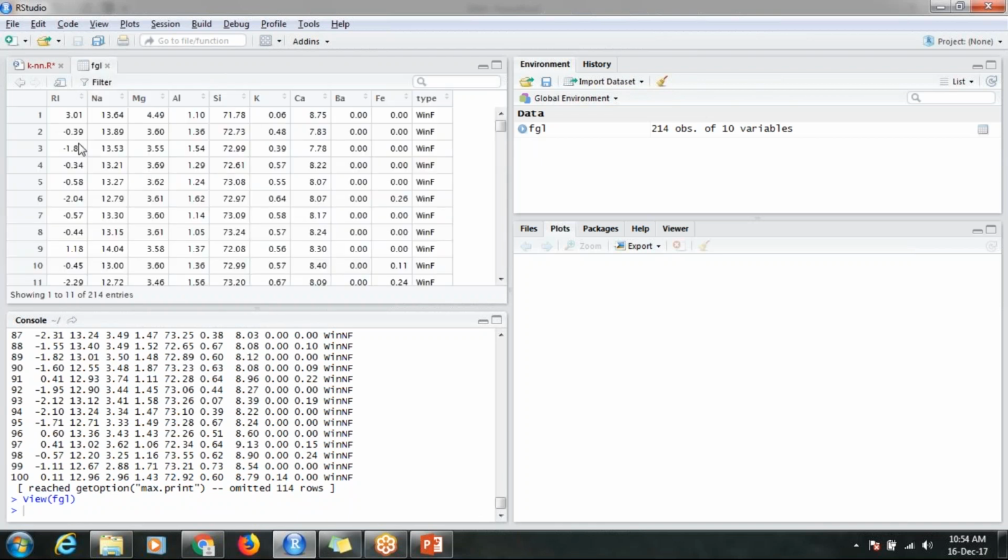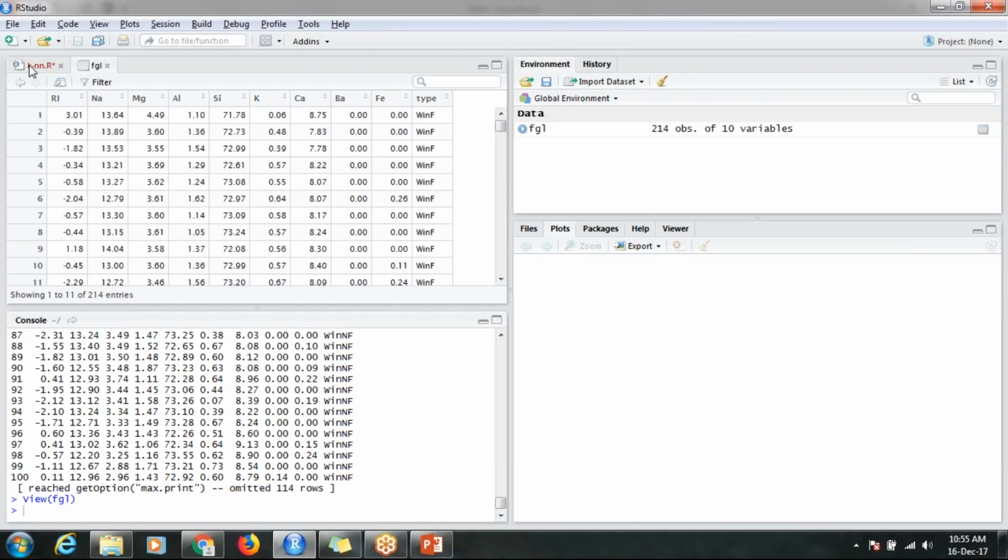So here I have these elements. This is, I think, the refractive index, and these are the elements that are present in my glass type. So this is my glass type, and these are the elements. I have sodium, magnesium, aluminum, silicon, potassium, calcium, barium, and iron. These are in some proportion or in some numbers, and these are the types of the classes that I have.